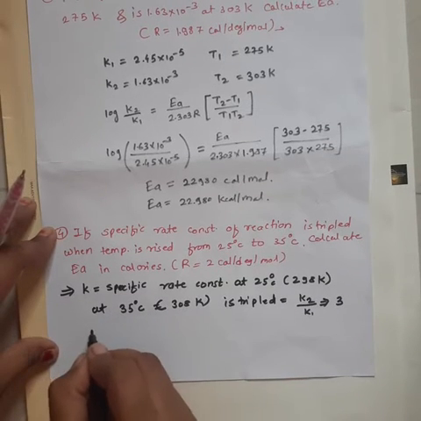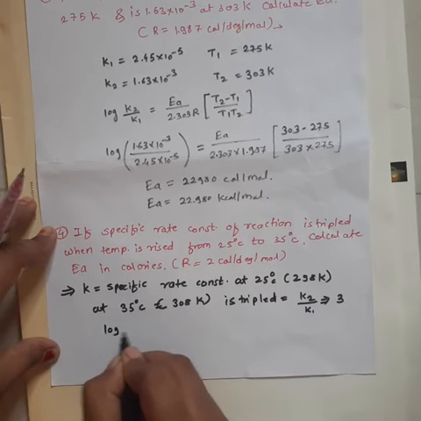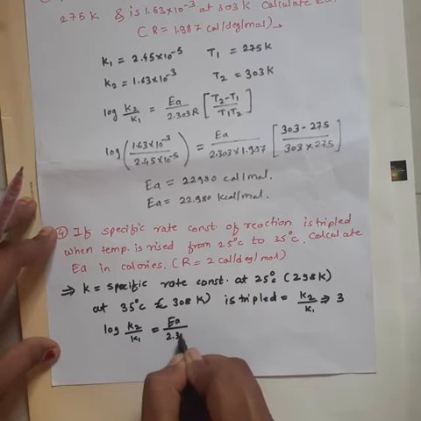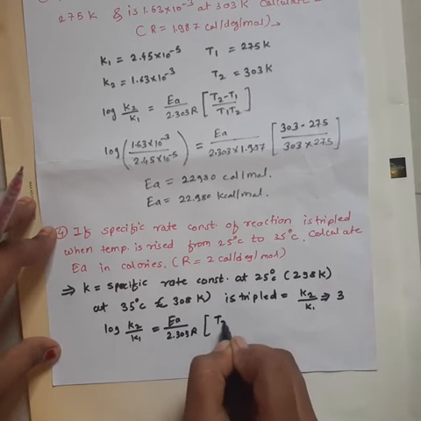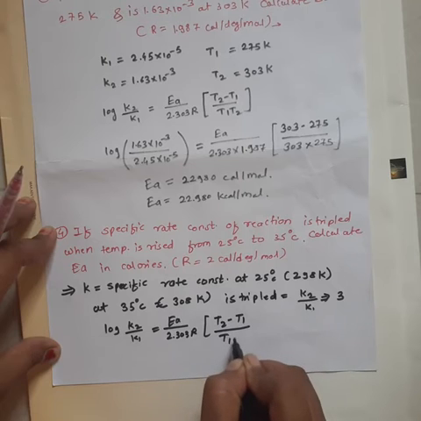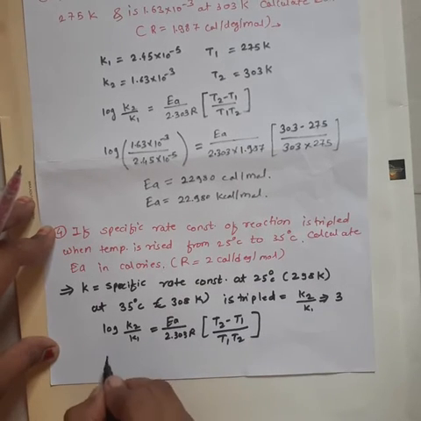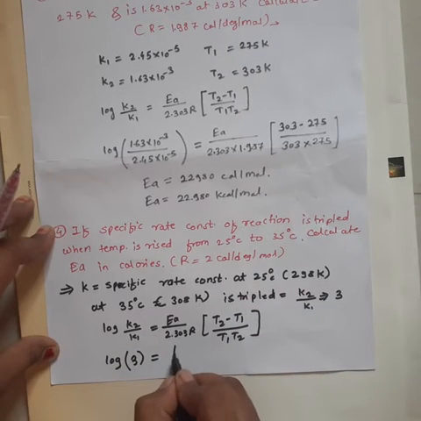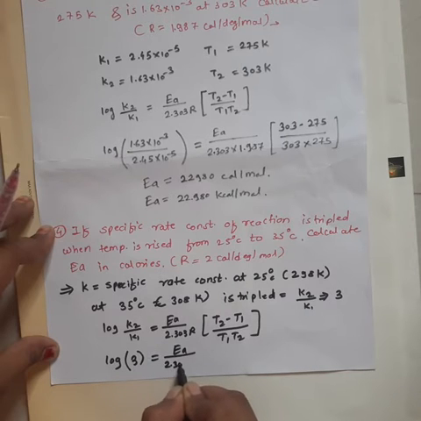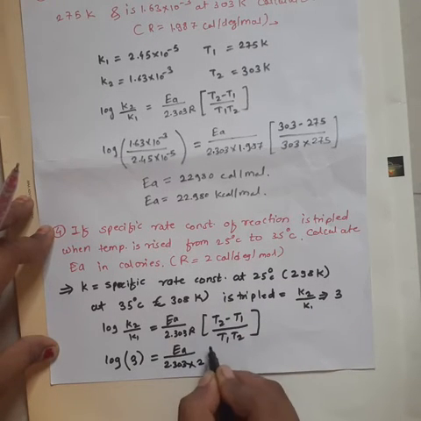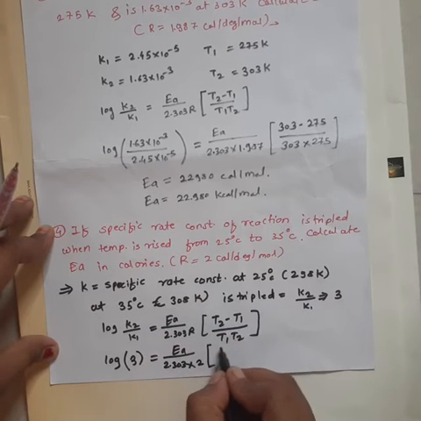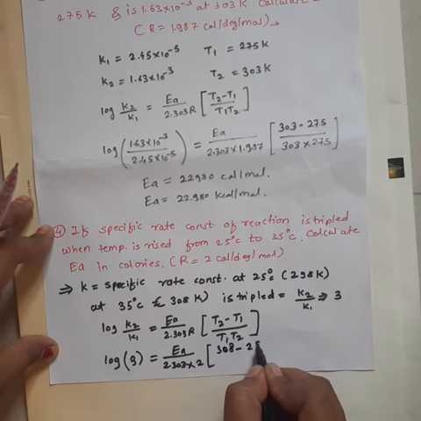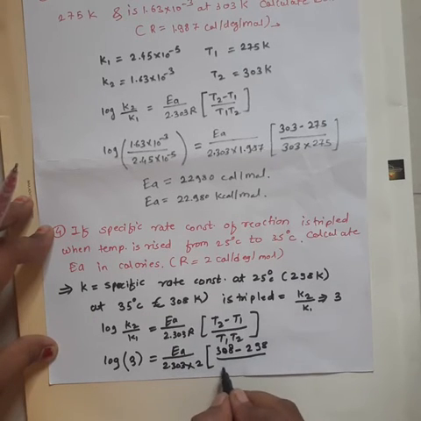So the Arrhenius equation is log of K2 upon K1 is equal to Ea upon 2.303 R into bracket T2 minus T1 divided by T1 into T2. So here log of K2 upon K1, that is log 3, is equal to Ea upon 2.303 into R. What is the value of R? R is 2, and T2 is the higher temperature, that is 308, minus the lower temperature 298, divided by 308 into 298.